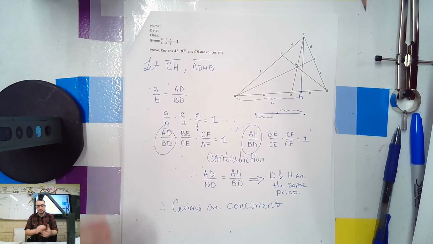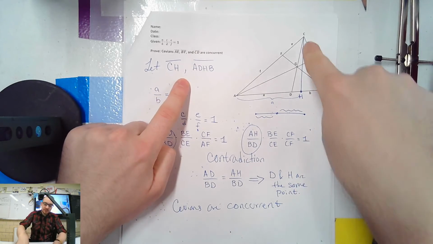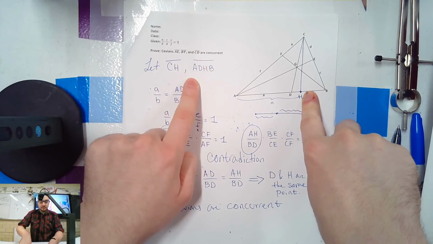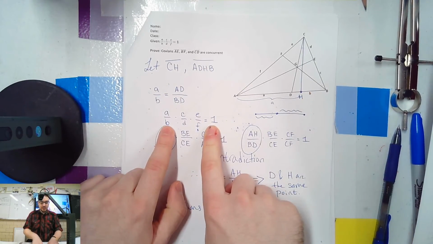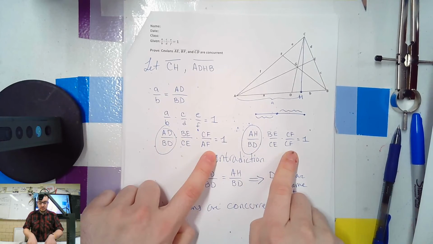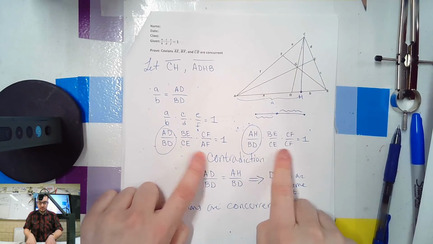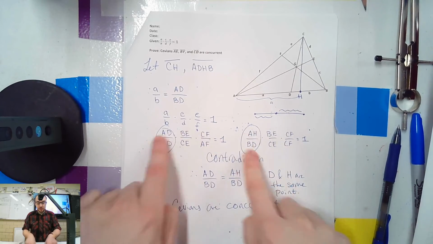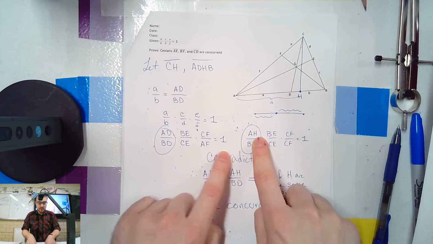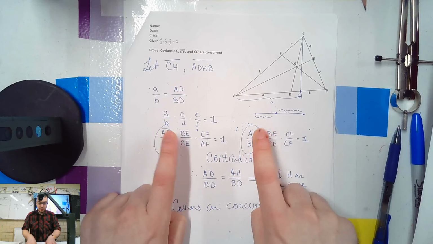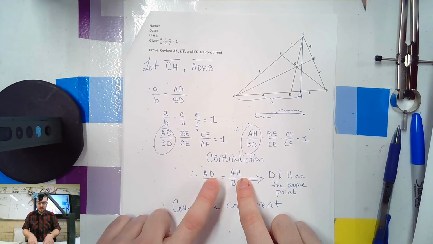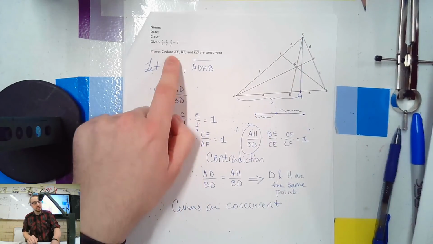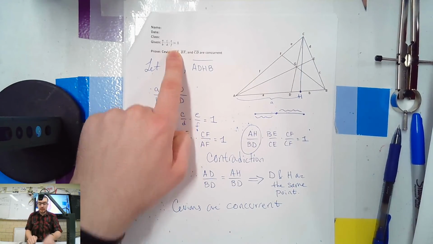I'll go over it one more time. Create a separate Cevian. Assume that they don't have to be concurrent, right? Write out the stuff that you're given. I wrote it out with big letters, right? We can't have two different things equaling the same thing, right? And those are two different things. Therefore, these must be the same, which means D and H are the same point. Therefore, Cevians are concurrent always when this is true. Otherwise, it would contradict what we have.